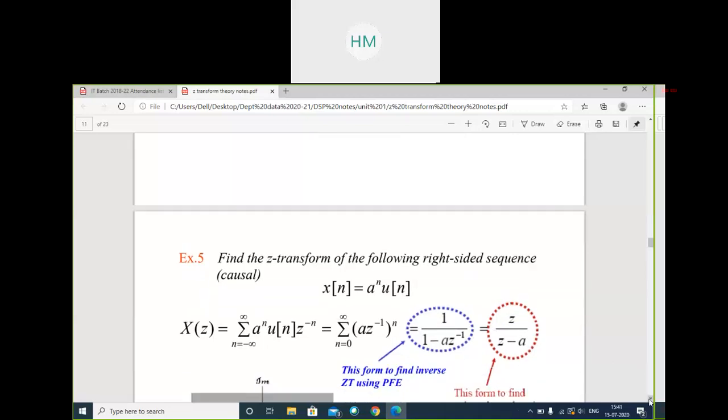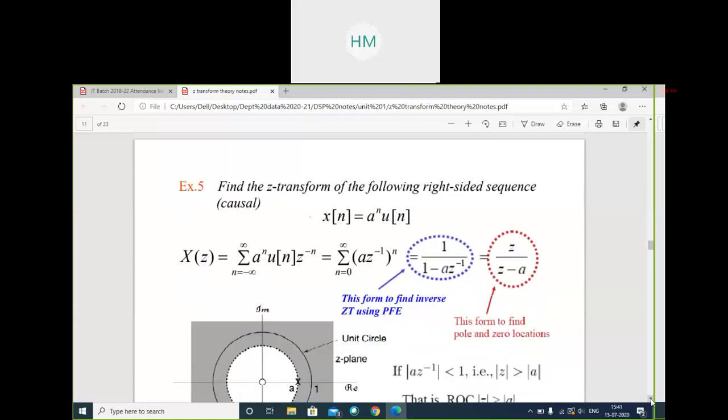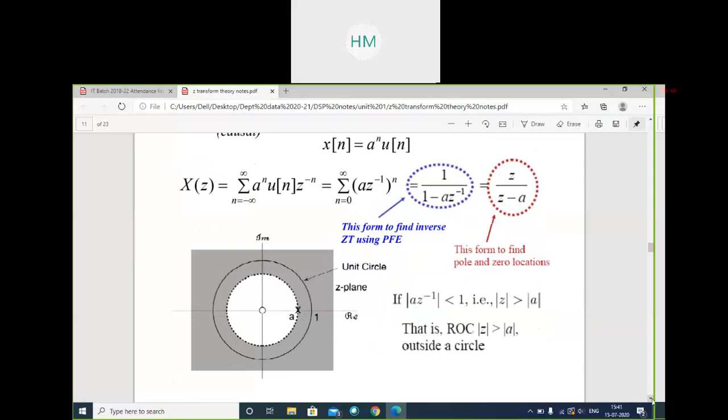Now we have to find the region of convergence. If a z inverse is less than 1, 1 minus 1 will be 0 and the system function will become infinite. So I take the condition as a z inverse less than 1, that is mod z greater than a. Jaya has written this, z greater than a. Very good. So it indicates that the ROC exists at z greater than a, outside a circle.